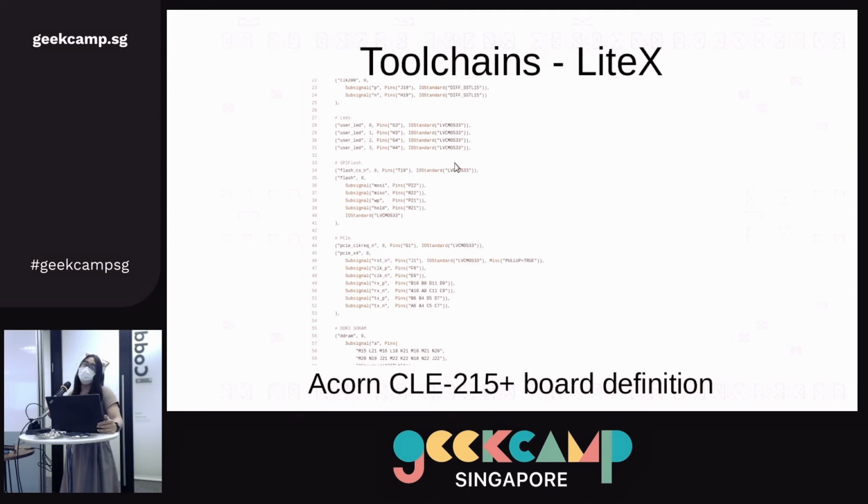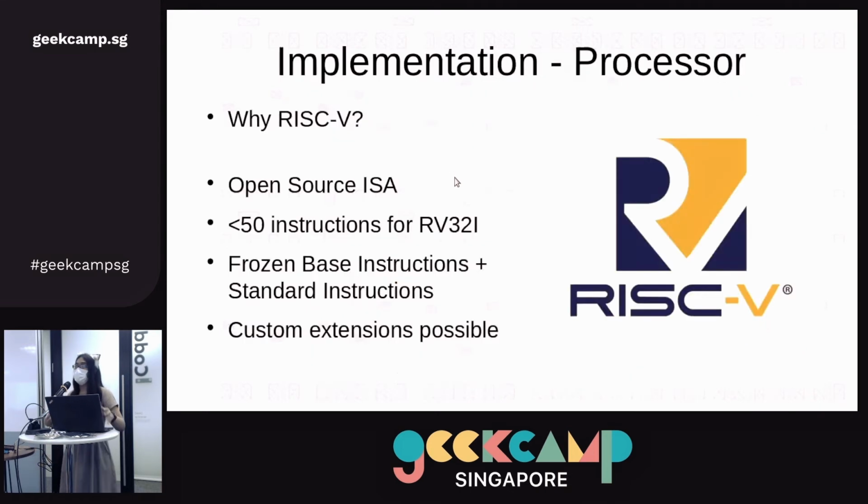So we actually talked about RISC-V, but why RISC-V? Why do these toolchains, especially LiteX, support a whole bunch of various RISC-V cores? Because RISC-V is an open source instruction set architecture, and it's so small that you only need less than 50 instructions to implement a full RISC-V 32-bit integer instruction set. And since 2020, I believe, the base and standard instructions have been frozen, so that's not going to change at all.